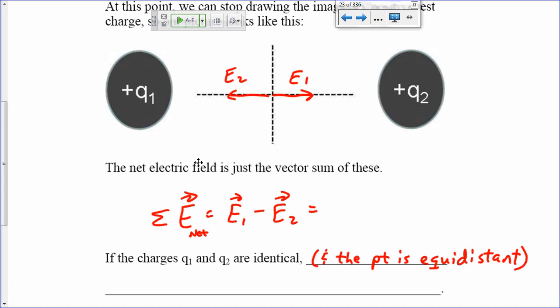So if the point is equidistant, the electric field equals 0. Consequently, since the electric field is defined by the forces, the net force is also equal to 0.